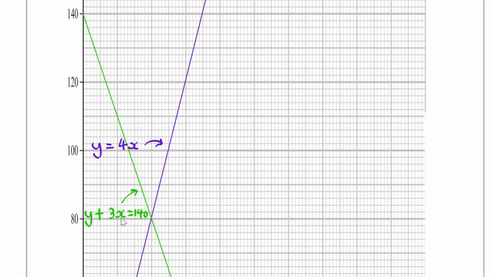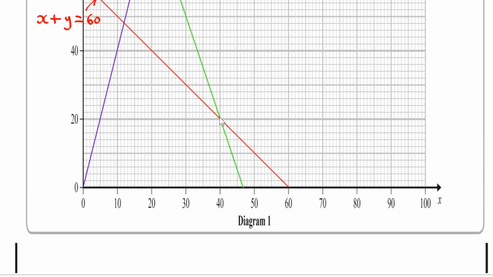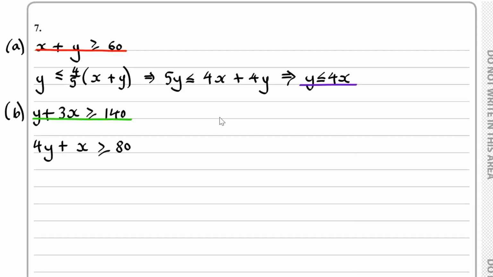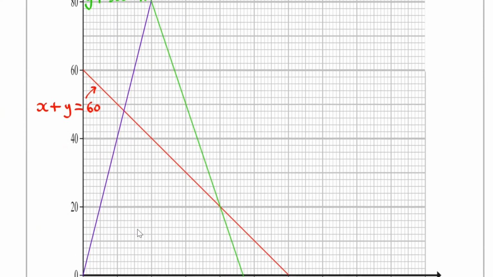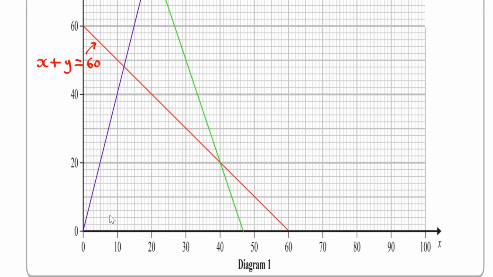Okay, hopefully that makes sense. So when x is equal to 40, y is equal to 20, yeah, that's fine. And finally, for the last one, which we'll do in orange, 4y plus x is greater or equal than 80. So when x is 0, y is 20, and when y is 0, x is equal to 80. So that goes over there like so. So what we have over here then is our fourth equation in orange, which is 4y plus x equals 80.